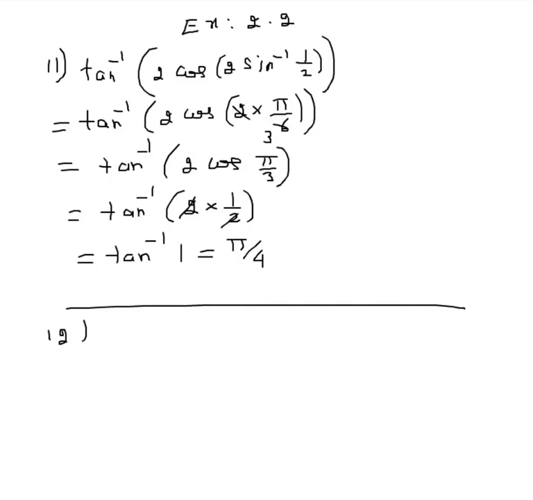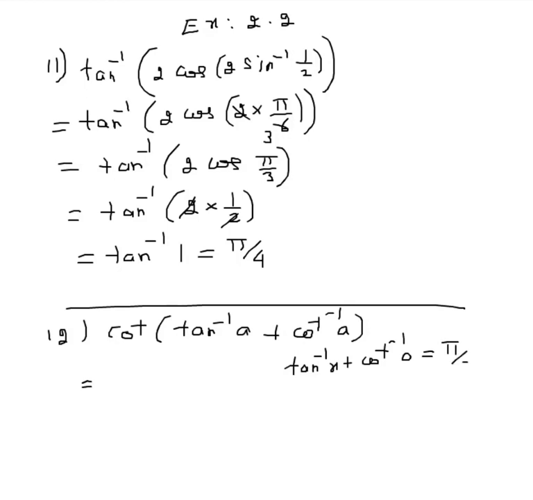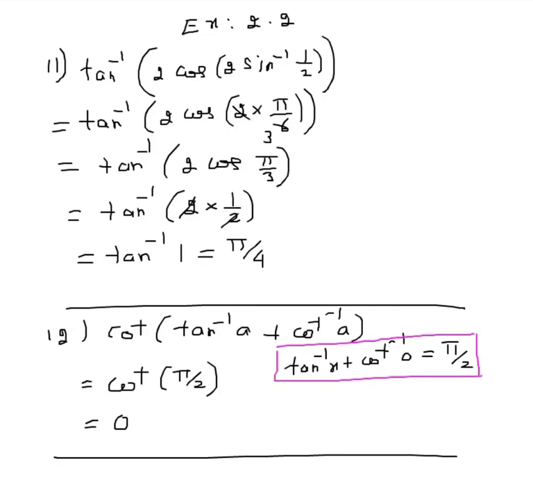Question 12. Cot of tan inverse of A plus cot inverse of A. We know that tan inverse of x plus cot inverse of x is pi by 2. Formula. Therefore, it becomes cot of pi by 2. Cot 90 is 0.